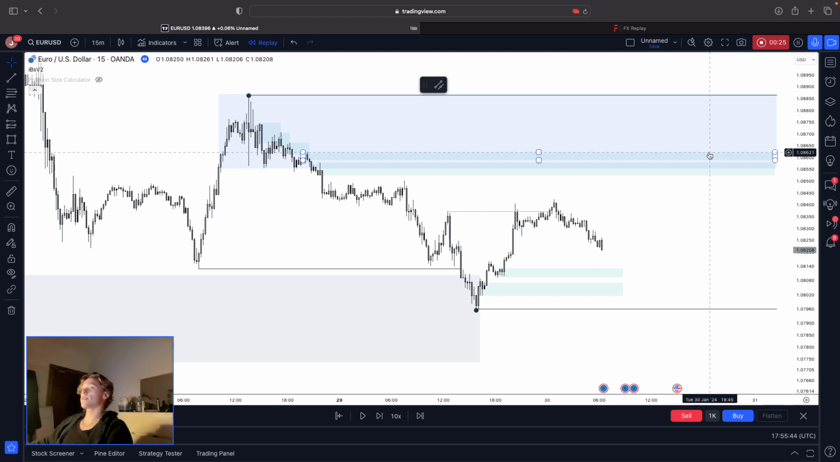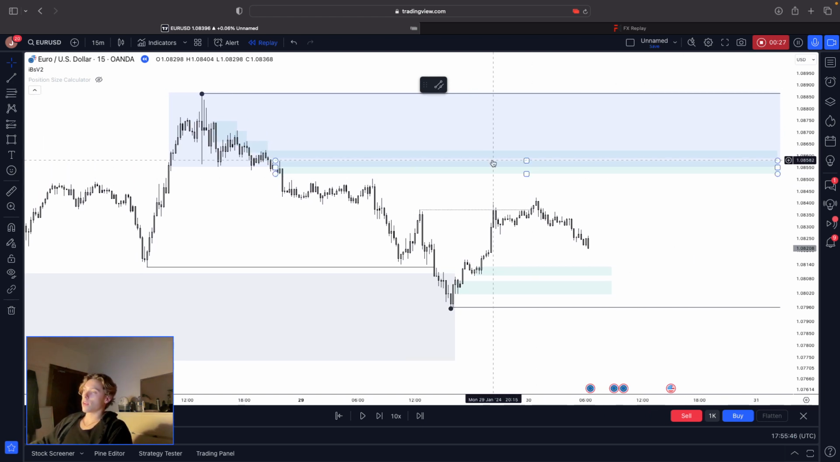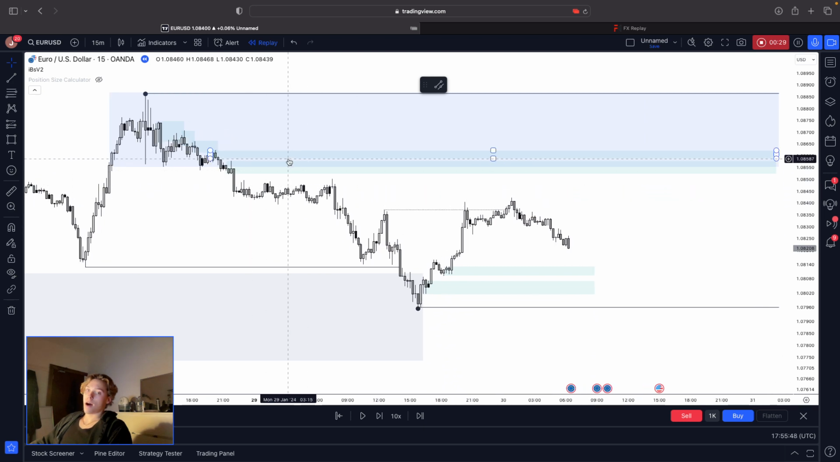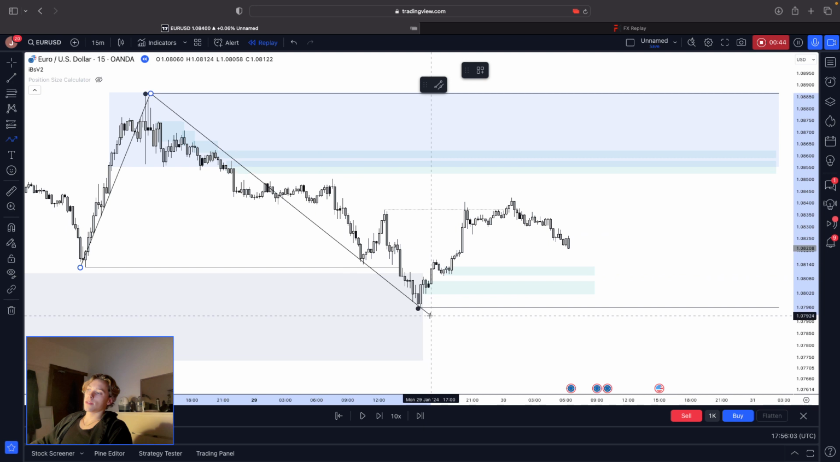So yeah, coming into this session, my bias on the daily and 4 hour time frame was mixed. Quite a lot of my bias came from the 15-minute time frame, which is this time frame right here. So we had a move up, down, broke this low, closed below, break of structure to the downside.